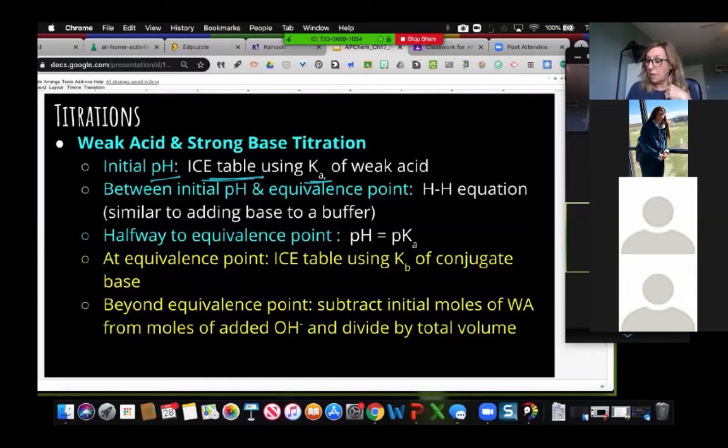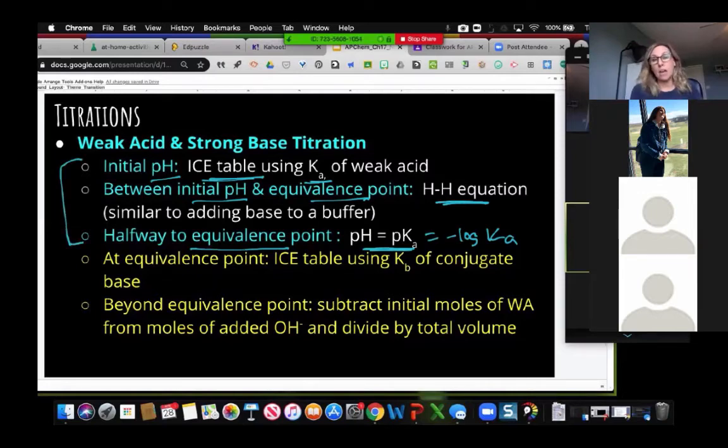If you want the pH between the initial and the equivalence point, like after you've added a certain amount of acid, like we did in that last one, we're going to go back and use the Henderson-Hasselbalch equation, just like adding base to a buffer. And then halfway to the equivalence point, the pH equals the pKa. And pKa, again, is the negative log of the Ka. So we'll do a practice one with that. These are the three that we're going to focus on here.